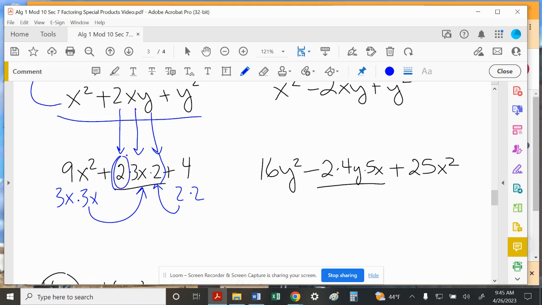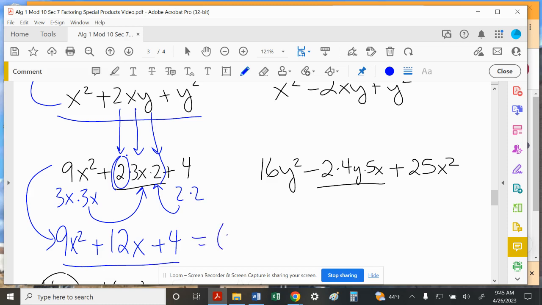I want you to see something as we do that. This becomes 9x squared; 2 times 3 times 2 is 6 times 2, which is 12x; and then plus 4. I'm just rewriting this, not doing anything else yet. Now, if it's in this form, and it's exactly what that is, this is going to factor directly out to (3x plus 2) times (3x plus 2), which is really (3x plus 2) squared.